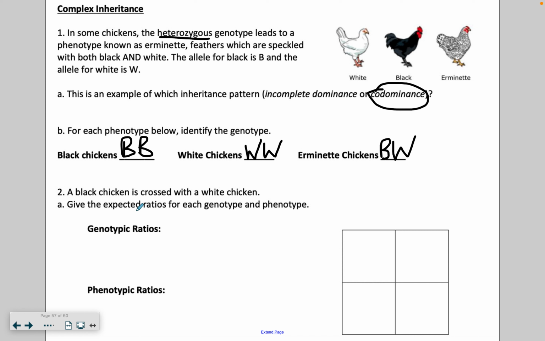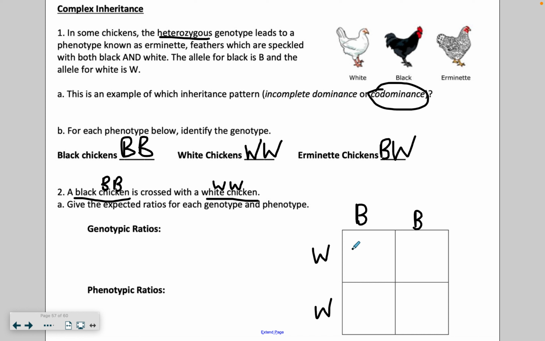On our first Punnett square, it says a black chicken. What's the genotype for black? You should be thinking big B, big B. So I'm just going to write big B, big B. It is crossed with a white chicken. What's the genotype for white chickens? The only way you can be white is two big W's. Give the expected ratios for each genotype and phenotype. So I'm going to put the black chicken up here on my Punnett square, and then I'll put the W off to the side.